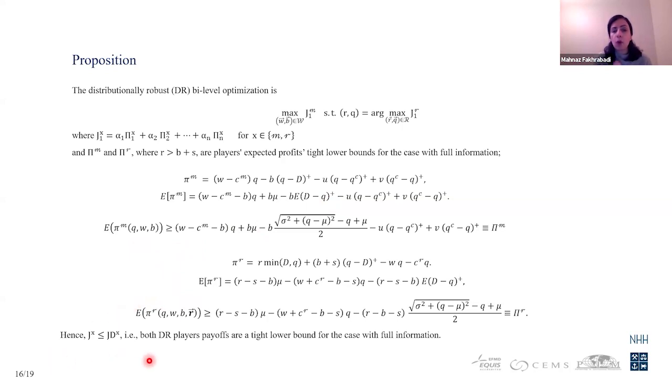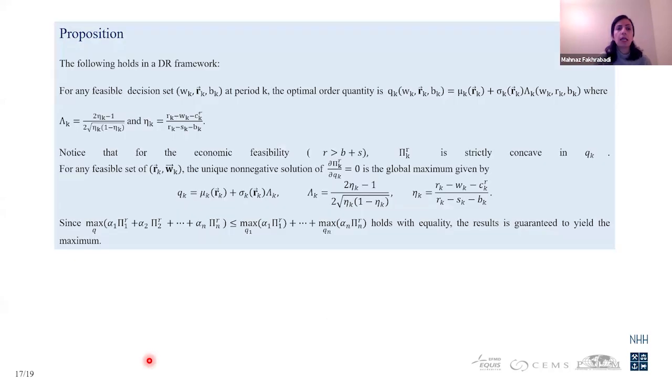Hence, we say that for both players, not only one of them, the value that we can gain in distributional robust is a lower bound for the problem with non-distribution. We get a Q optimal here as well. If we fix W, R, and B at period k, the optimal order quantity is Q equals mu plus sigma lambda, where lambda is (2 eta minus 1) over 2 square root of eta(1 minus eta), and eta is (R minus W minus C) over (R minus S minus B). You can see that obviously R cannot be equal to S minus B, and because of the economic feasibility, it has to be greater than B plus S. Otherwise the retailer prefers to send everything back and salvage it, saying that everything is left over.